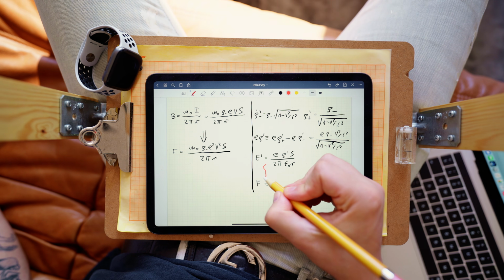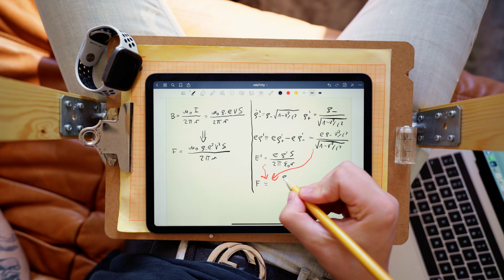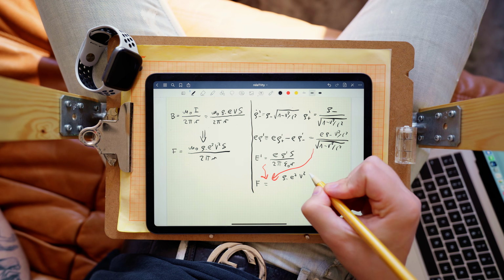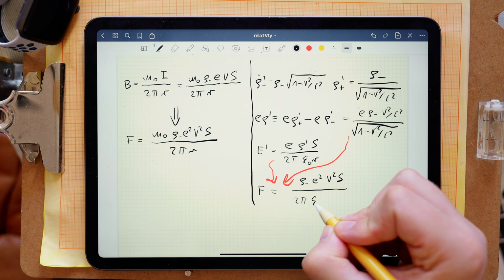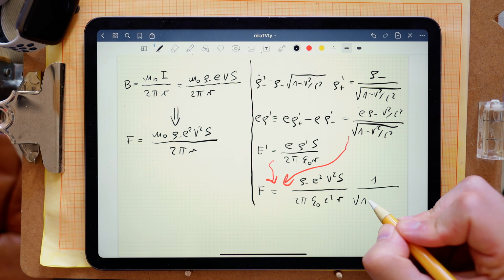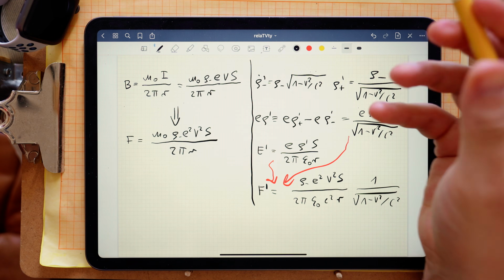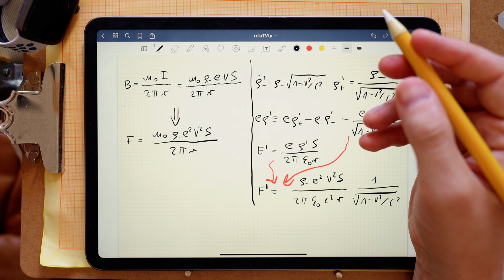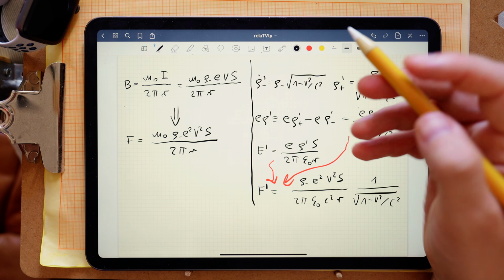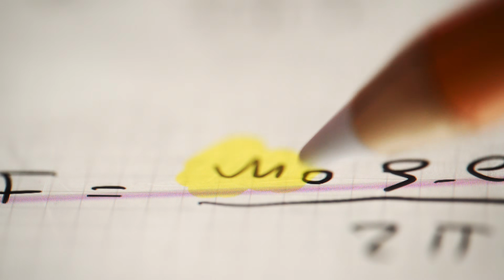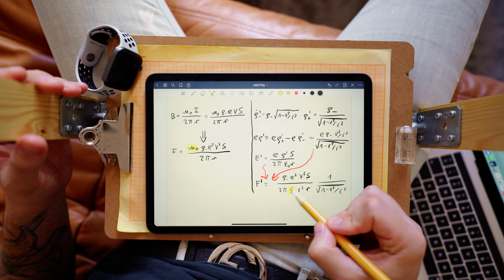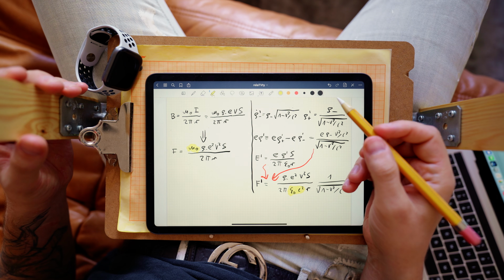So we are now ready to compute the electric force acting on the charge in the second frame of reference, and compare it with the magnetic force from the first frame. And the results do not look identical. There is a difference. In the first formula we have mu0, but in the second one there is epsilon 0 times c squared in the denominator.